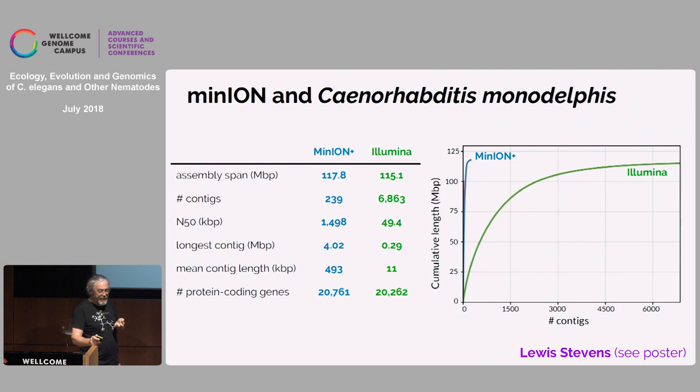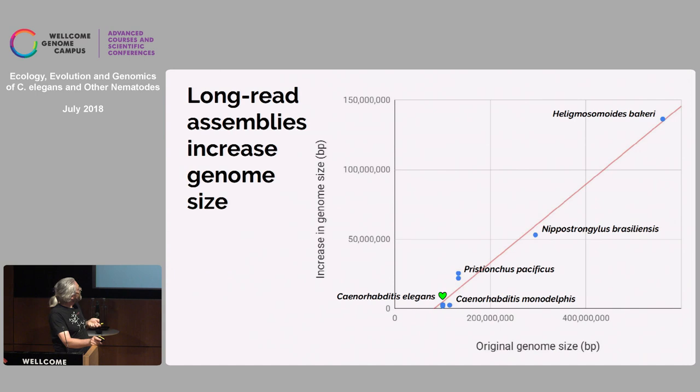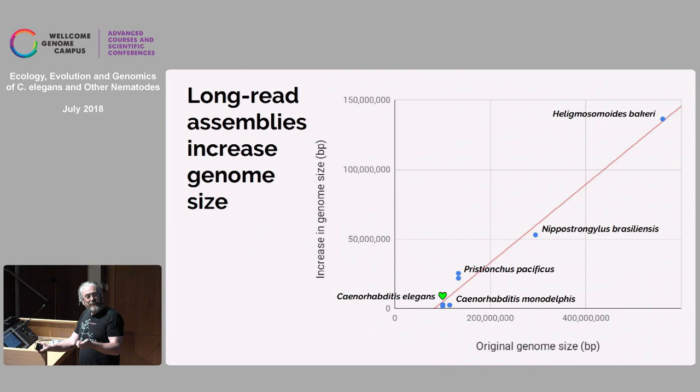But they also show us a couple of things. This genome is longer. So this is the increase in genome span in the PacBio or MinION or joint PacBio MinION assemblies compared to the original Illumina or other reference. The Caenorhabditis elegans genomes that have been sequenced using these long-read technologies are about 2 million base pairs longer than the published 1998 paper. Caenorhabditis monodelphis, again, is about 2 million base pairs longer. In Pristionchus, the PacBio raw assembly is about 15, and the polished assembly is about 18 million bases.